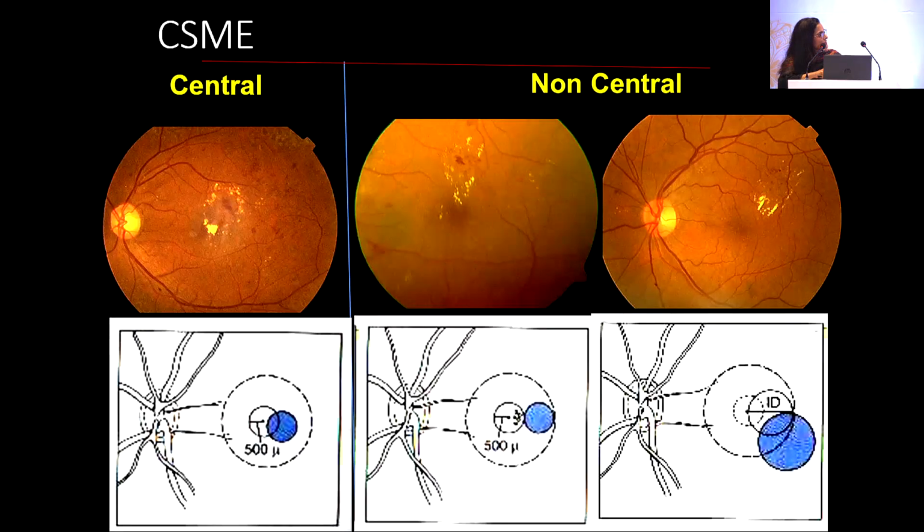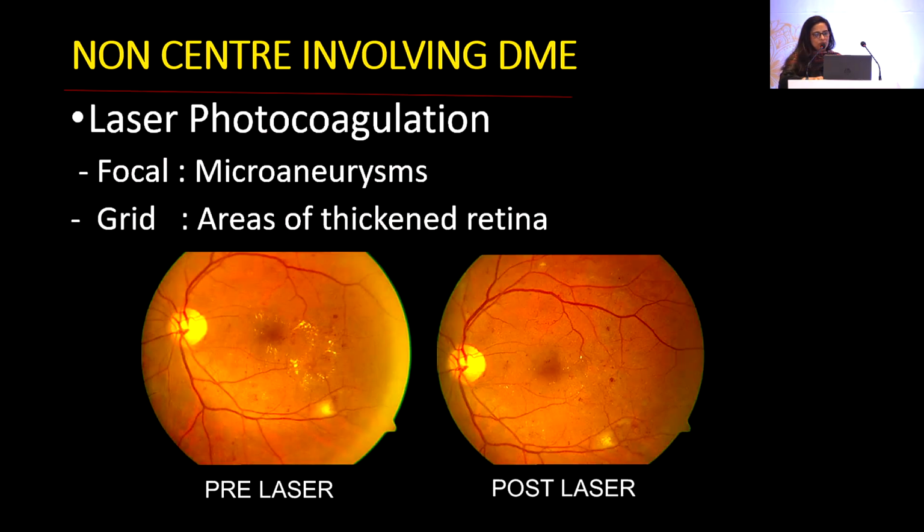So the central involving part is an area of retinal thickness within 500 microns of the fovea, and anything beyond 500 microns would be non-central involving. So if the edema is non-central involving, that is away from the fovea, then laser still has a place in the treatment of these patients. So here you see non-central involving edema, you could do a laser.